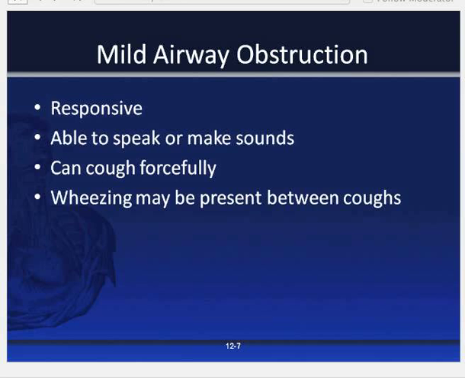A patient who is alert and talking clearly or crying without difficulty has an open airway. If you suspect a foreign body airway obstruction, but the patient is responsive, can speak or make sounds, and can cough forcefully, he has a mild airway obstruction. You may hear wheezing between coughs. During this situation, it's best to encourage the patient to continue coughing.